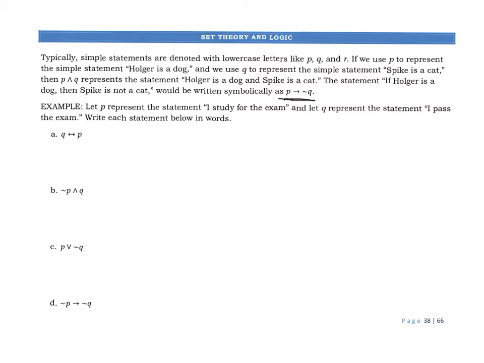So for the examples, I'm going to let P represent the statement I studied for the exam, and Q represent the statement I passed the exam, and we're going to write each statement below in words. So we started with Q, and it looks like it's biconditional. So we would say, Q was I passed the exam, if and only if I study for the exam.